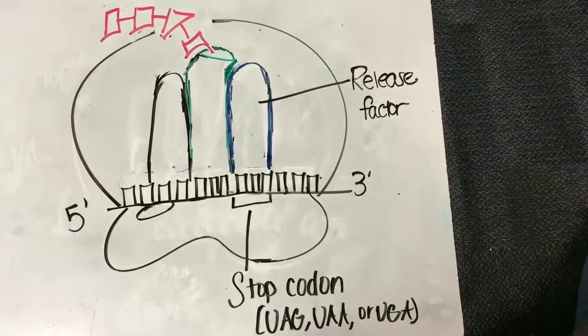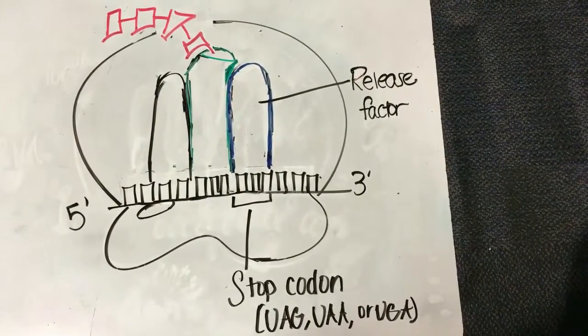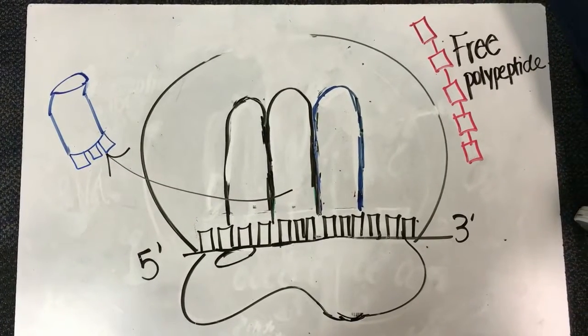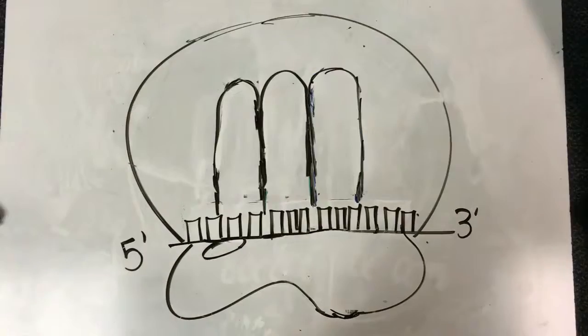Then, in termination, the ribosome reaches the stop codon, releasing the mRNA transcript from the ribosome. The polypeptide chain is also released from the ribosome. Translation is complete.